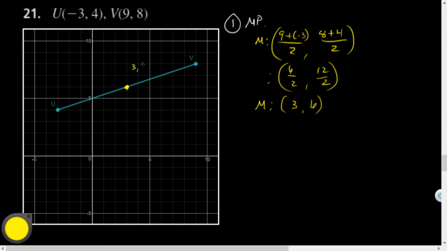Ryan, you had an interesting thought as to how to find this midpoint yesterday.